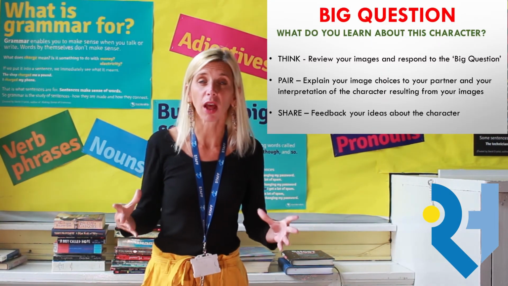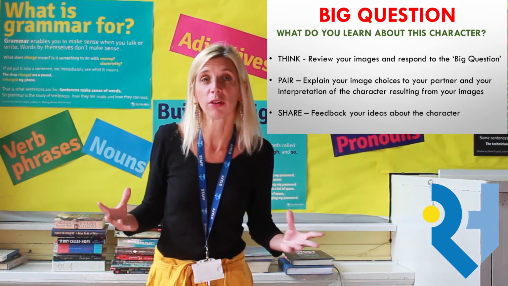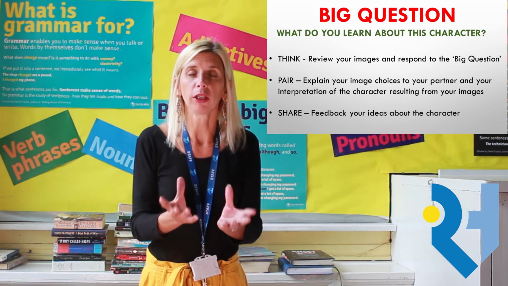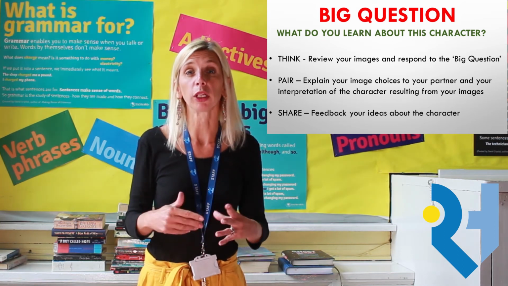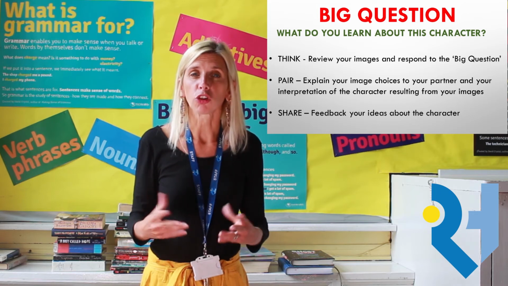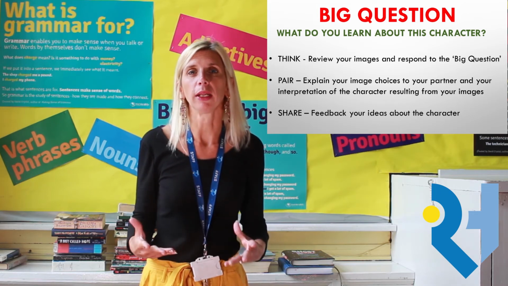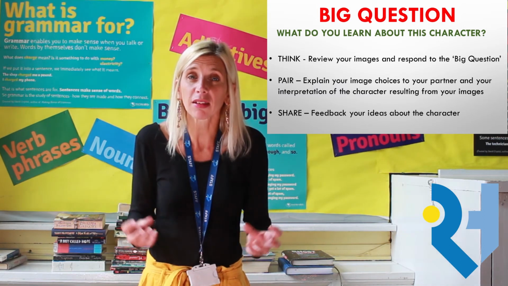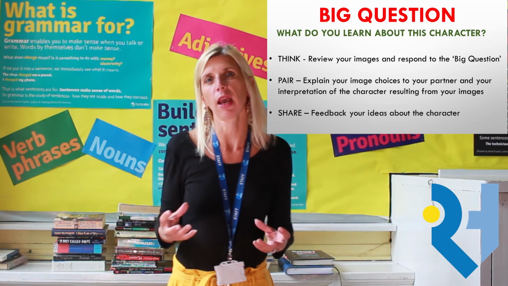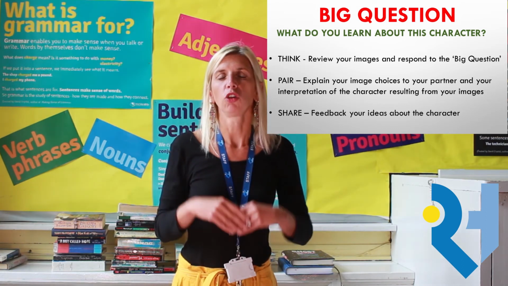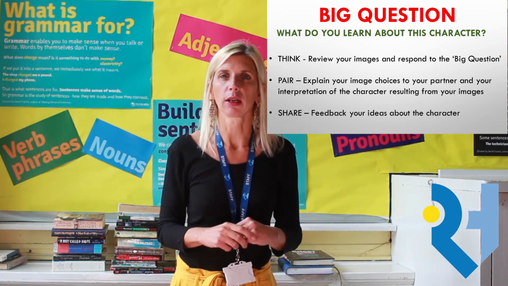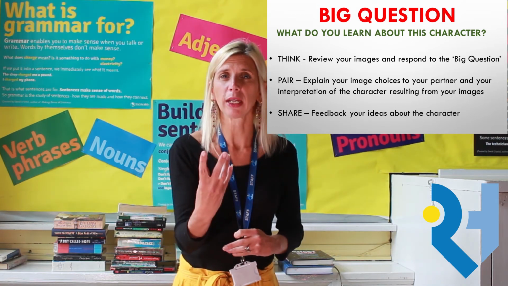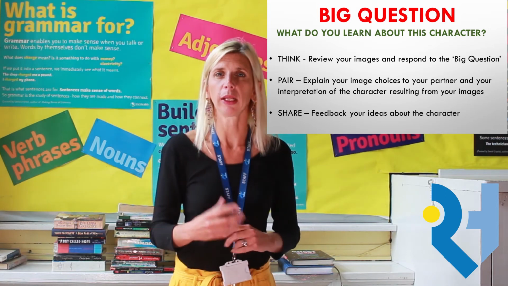Okay, so now we've done the reading and you've gathered all your images together, we're going to be using these images to really work towards answering that ultimate big question of what do we learn about the character. So what I want you to do, I'm going to give you 1 minute. In that 1 minute, you're going to look at your series of images that you've collated from listening and visualising this character that's been given to you. And you're going to start to think, right, well, how would I answer that question? What have I learned about this character from my images? So you have 1 minute independently to start to formulate your ideas.